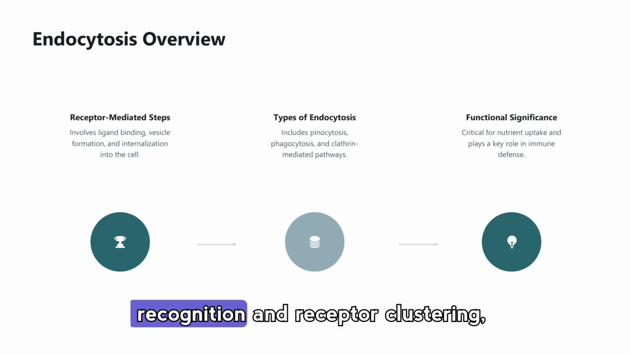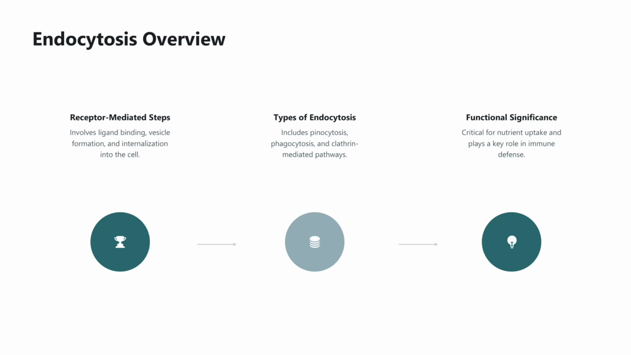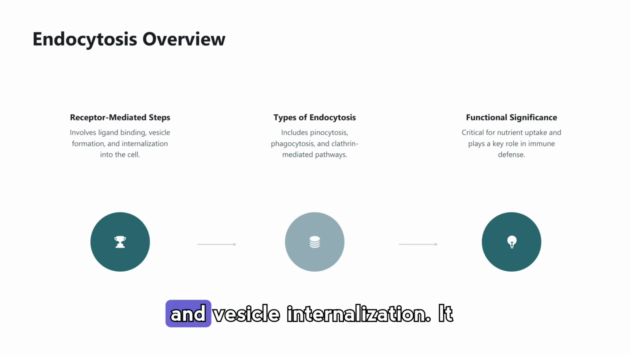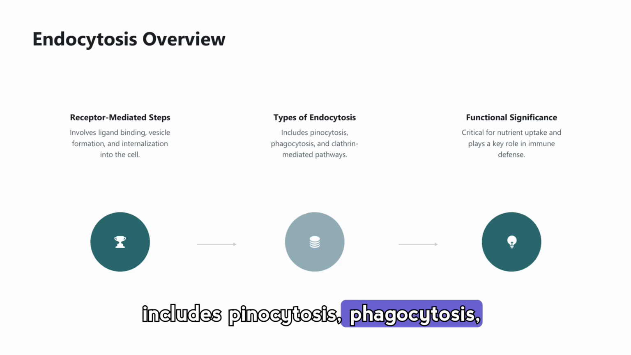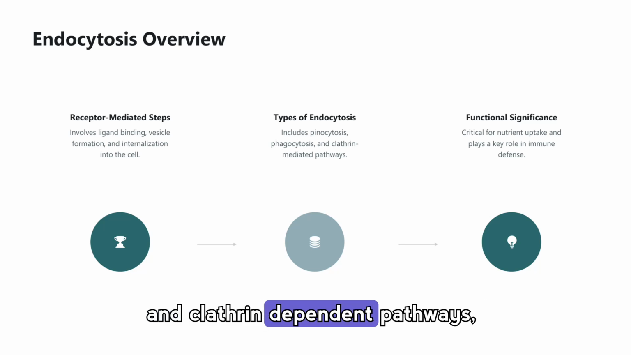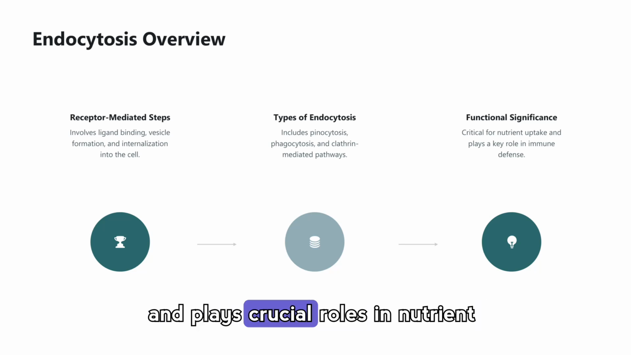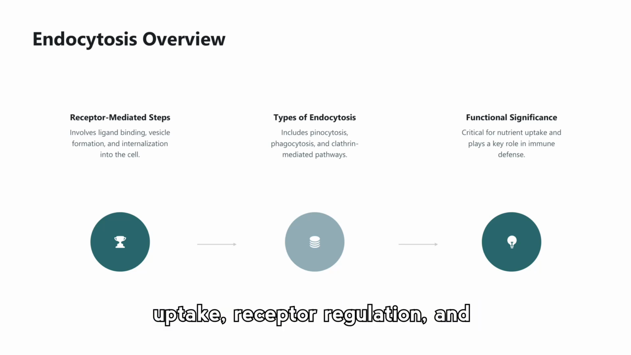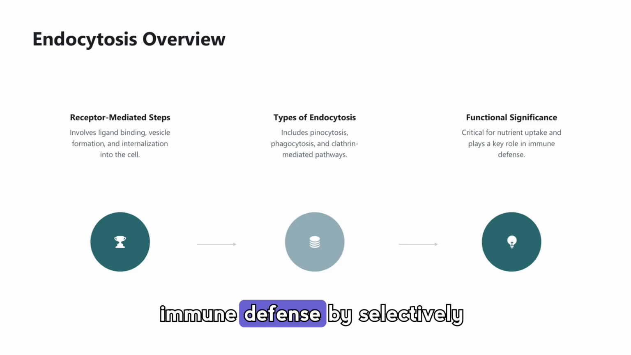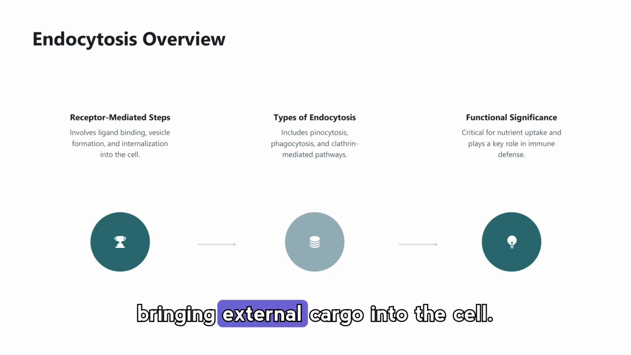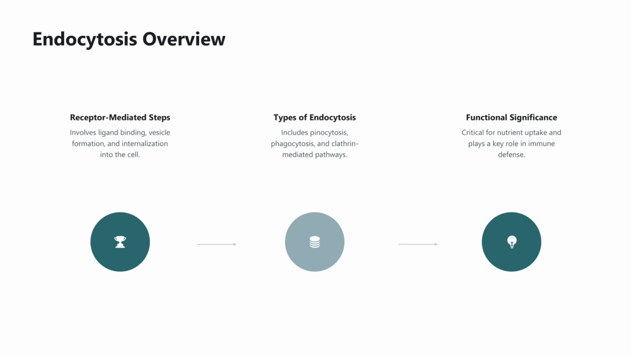Endocytosis begins with ligand recognition and receptor clustering, followed by membrane invagination and vesicle internalization. It includes pinocytosis, phagocytosis, and clathrin-dependent pathways, and plays crucial roles in nutrient uptake, receptor regulation, and immune defense by selectively bringing external cargo into the cell.